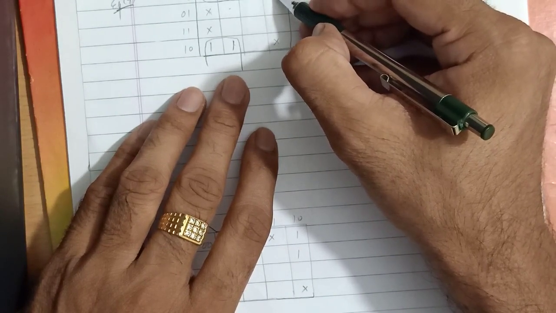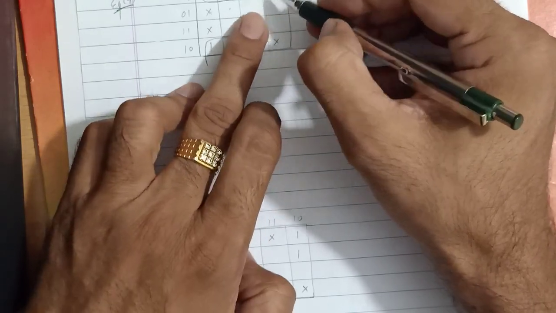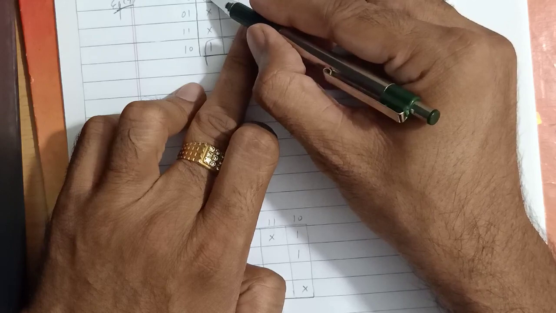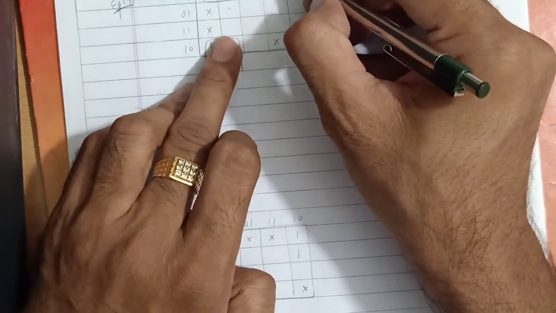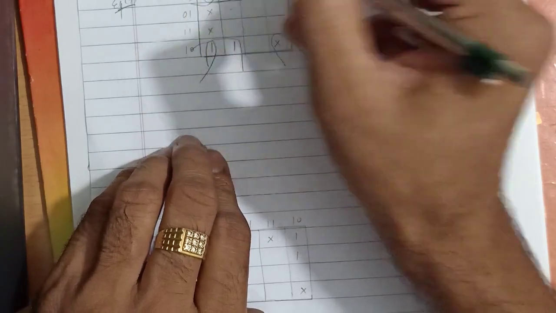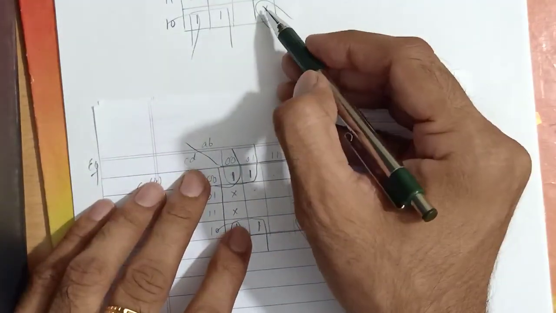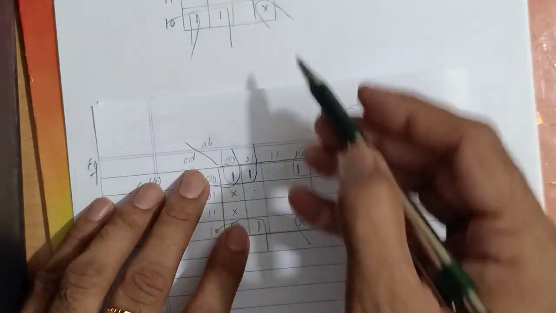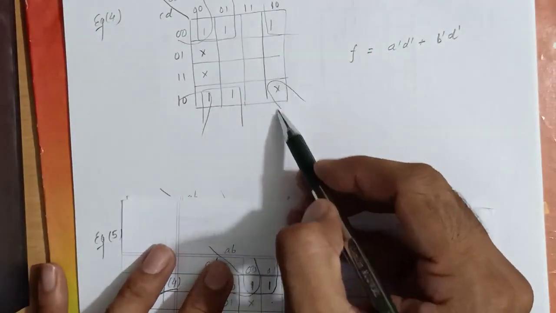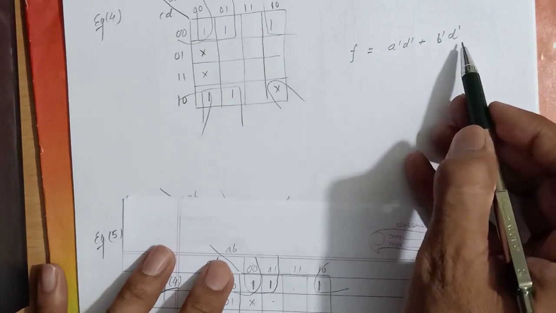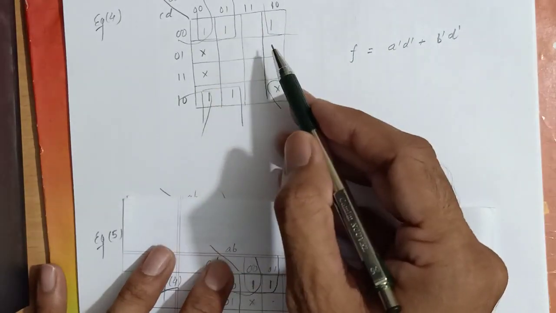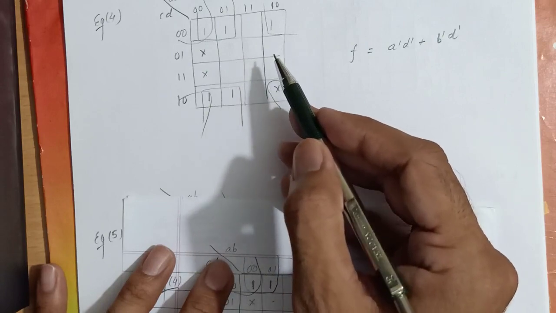Now again we will try to find other possible essential prime implicants. For this one, these two neighbors are not present. This neighbor is present, and so is this. So these two neighbors can be easily covered. So basically these two terms are both essential prime implicants. After selecting the essential prime implicants, there are no ones remaining. That's why we will not follow the last step.